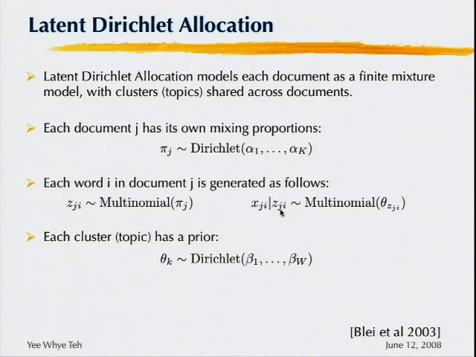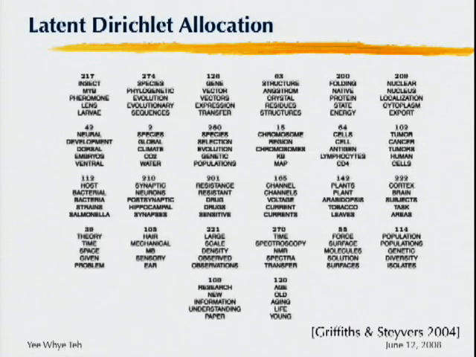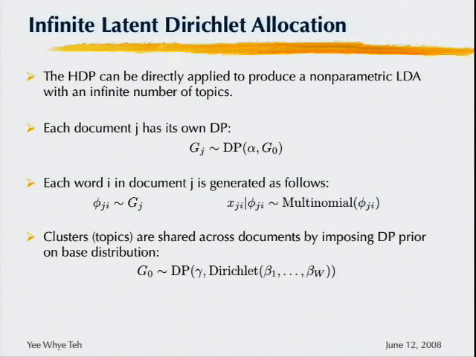And this is a very successful model with lots of different extensions of it. And the particular extension which we look at here is that we run a non-parametric extension in which we have an infinite number of topics. Okay. I'll skip this. So the HDP can basically be directly applied to produce a non-parametric LDA with an infinite number of topics.